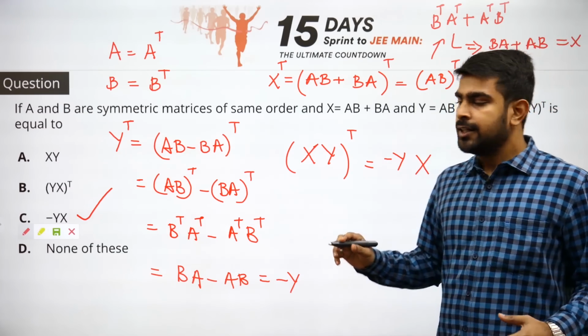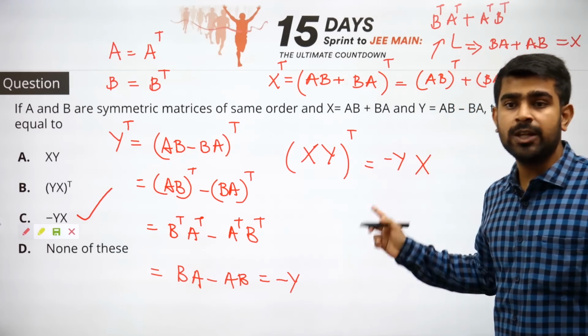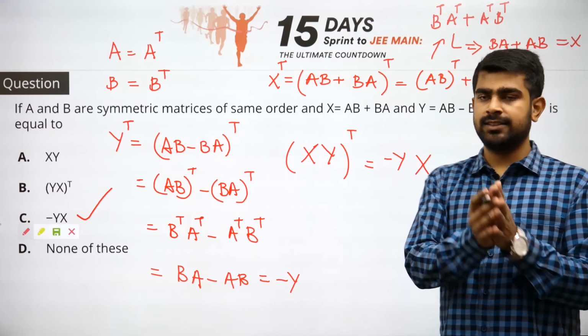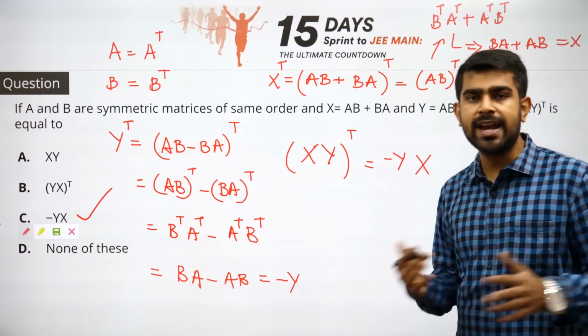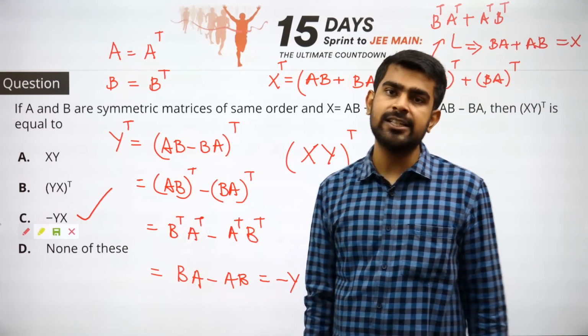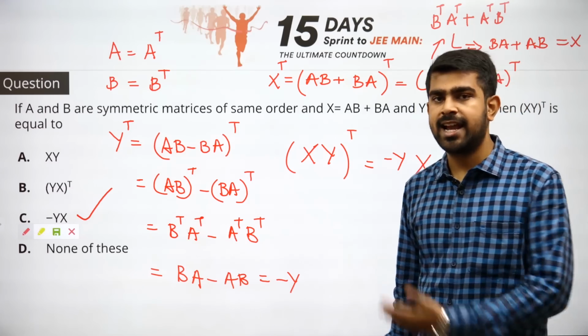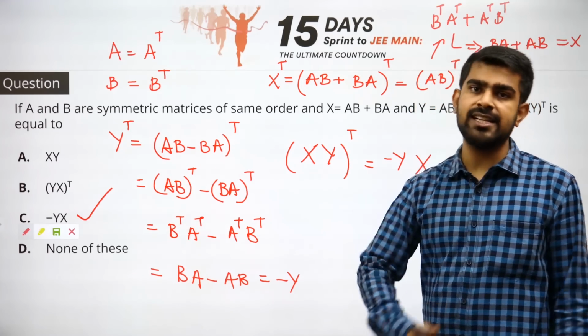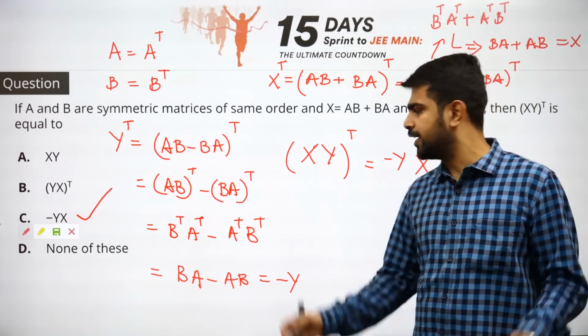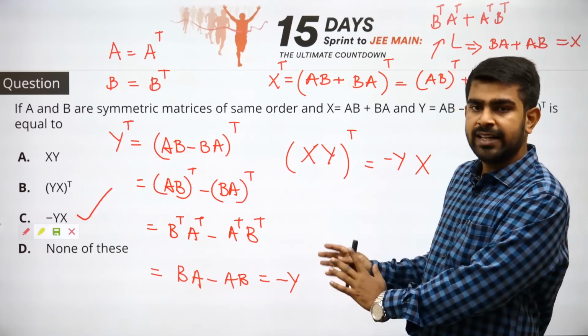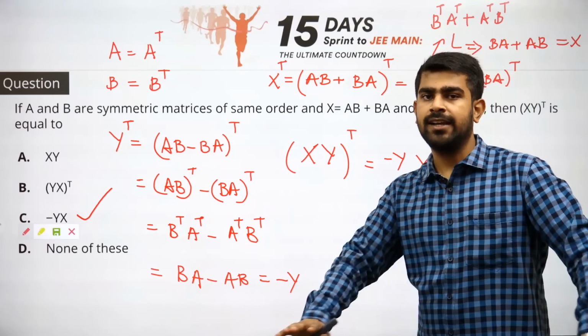Is that okay? So xy the whole transpose is equal to minus y into x. Okay, minus yx, and we have an option like that. So that will be my right answer, and there's no need to check everything else, guys. It is a single choice correct, and you arrived at the right choice. You did it perfectly, so it is fine.